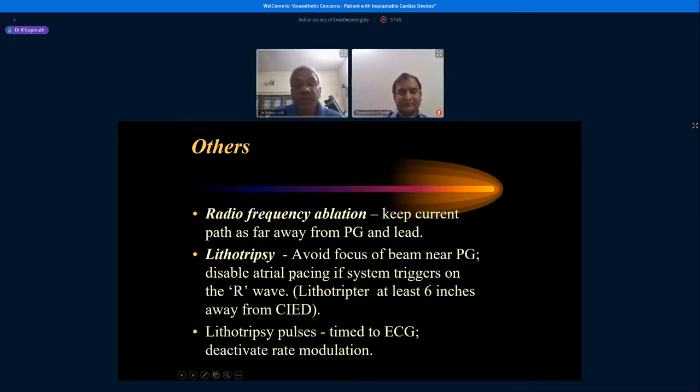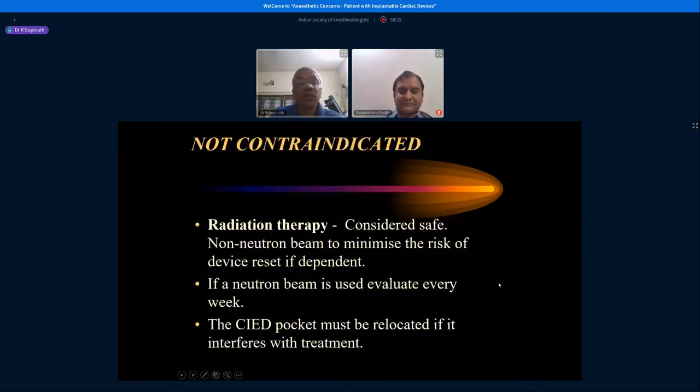If the patient is in atrial pacing, disable the atrial pacing, and if the system triggers on the R wave, then you should be careful about it by disabling the atrial pacing. And the lithotripter should be at least 6 inches away from the device. Otherwise, it can cause problems. Because lithotripsy is usually timed to the electrocardiogram, you have to deactivate all kinds of rate modulation or programming so that it does not interfere with the functioning of the pulse generator.